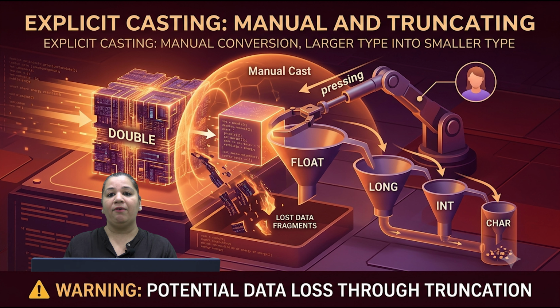Okay, so if you have a bigger space, in that we can fit a smaller size, right? But if you have a smaller size and you want to fit a bigger element in that, then we need to do something, right? So for that, in explicit typecasting, we need to use a converting operator. So explicit typecasting means conversion from double to float to long to int to char.